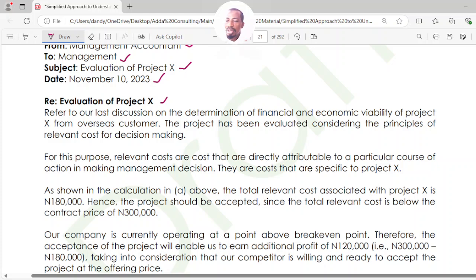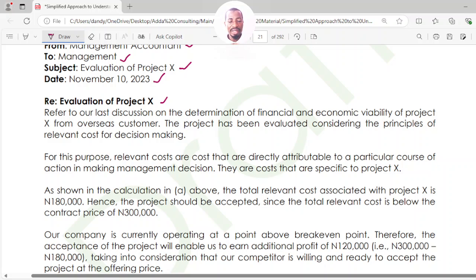Okay, I've already told the examiner, the management that, in making my recommendation, I've considered relevant costing principle, and I've told them the meaning of relevant costing, that they are costs that are directly attributable. Any costs that we incur purposely because of this Project X are the ones that are specific to Project X, and they are the ones that we have taken.